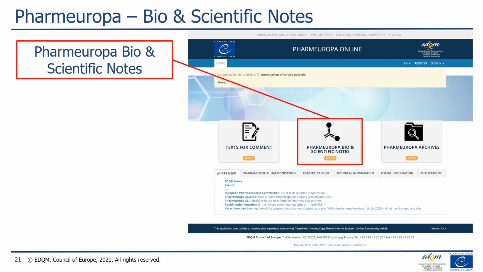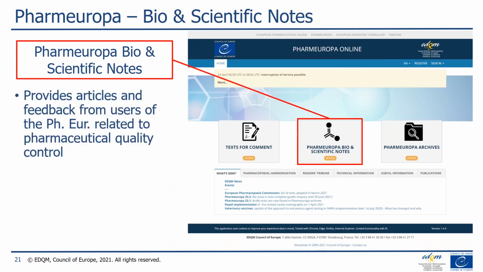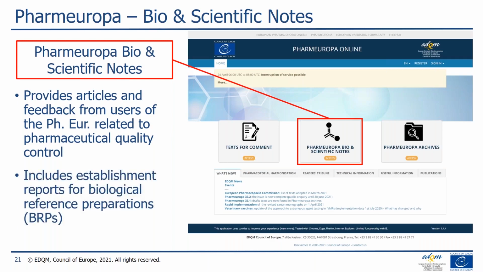And next we have Pharmeuropa Bio and Scientific Notes. This publication provides articles and feedback from users of the European Pharmacopoeia related to the work of the Pharmacopoeia. It's also where establishment reports for biological reference preparations are published.